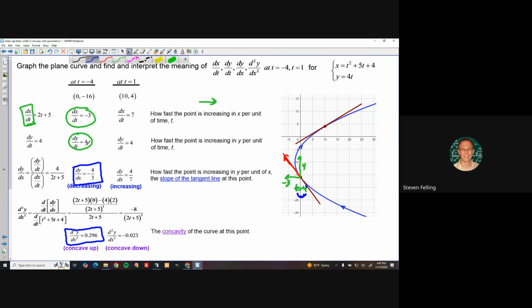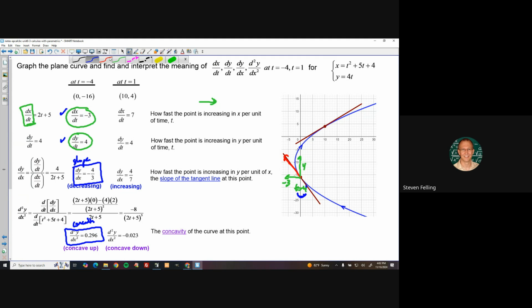Right, so each of these derivatives has a meaning. The dy dx means the slope. The second derivative means the concavity, just like it always does on the xy plane. But these new derivatives, dx dt and dy dt, are how fast the object's moving in the x direction and the y direction per unit of time. Right, and these are unique for every individual place on the trajectory.